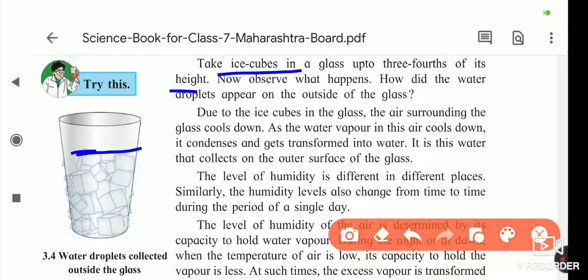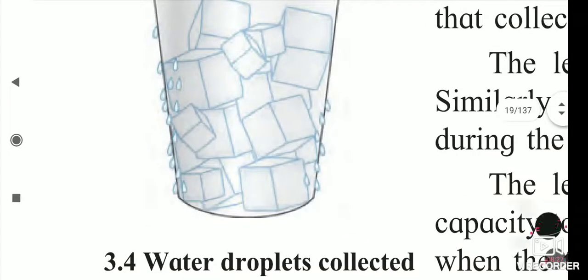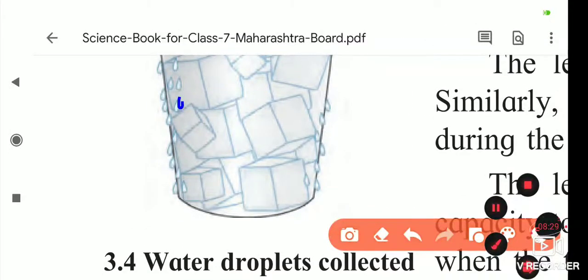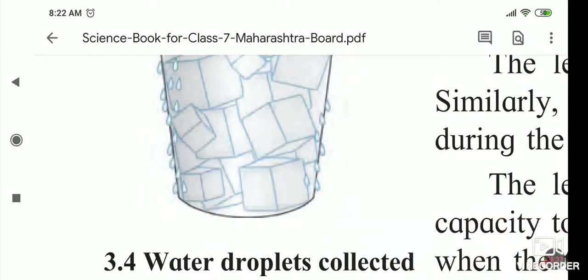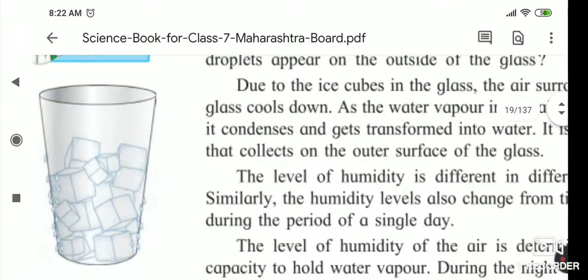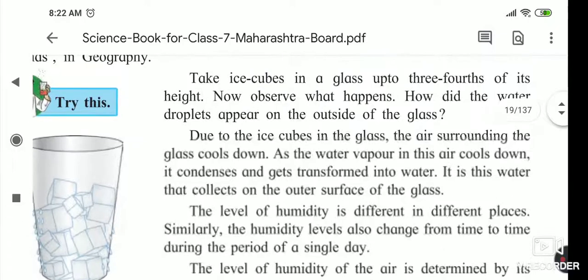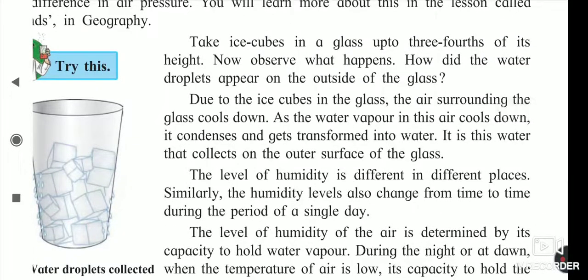How did the water droplets appear on the outside of the glass? Here you will see drops of water on the surface of the glass. Why are these drops of water here? We put the ice inside. Outside there was no water when we kept the ice cubes inside. Then where did these drops of water come from?